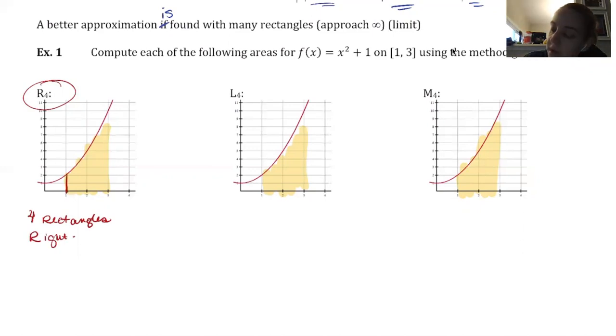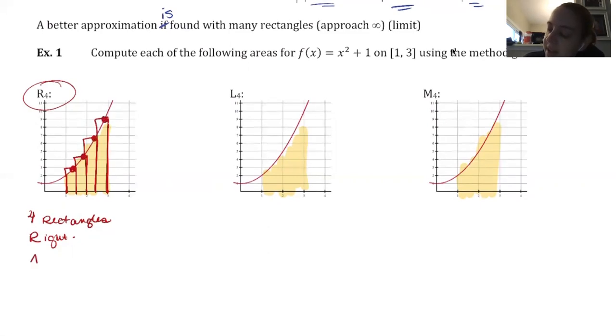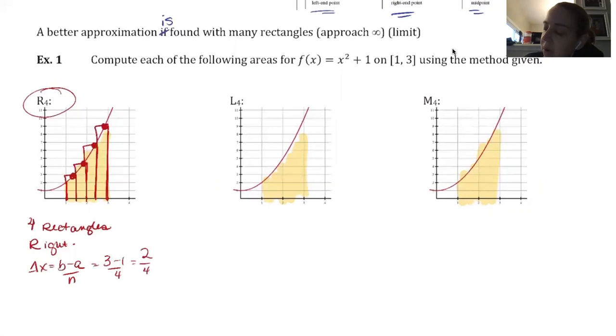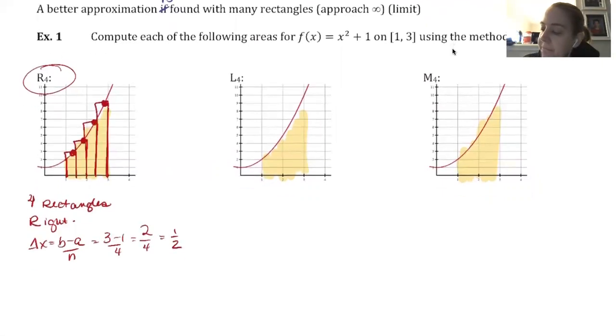So here's 1, and I'm going to divide it in half. That's 2 rectangles, and divide it in half again. So there's 4 rectangles. Now, a right-hand rectangle means it's the right-hand side of the rectangle that hits the curve. So for this particular example, they are too tall. If it were a decreasing function, they would be too short. But for this one, they are too tall. So those are my 4 heights. Now we need a delta x. Remember, that's b minus a over n. So it's 3 minus 1 over 4. 3 minus 1 is 2, over 4 is 1/2.